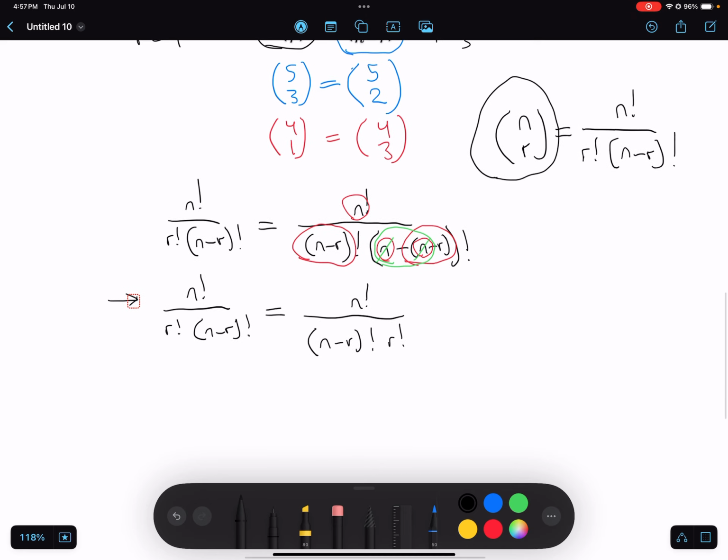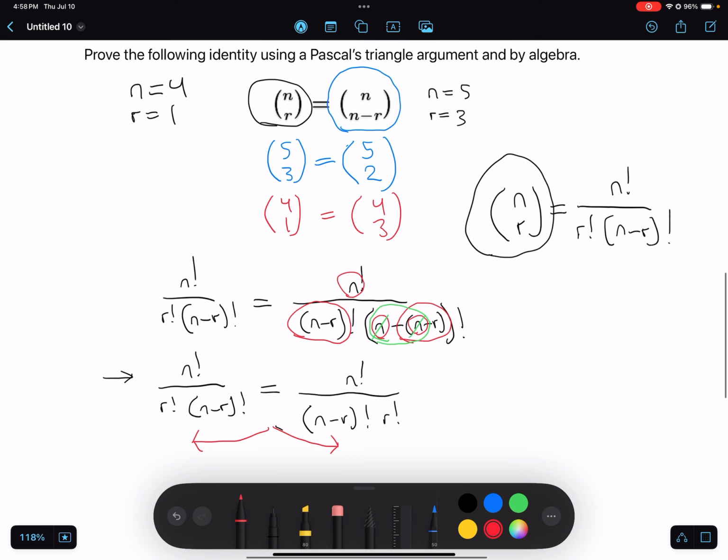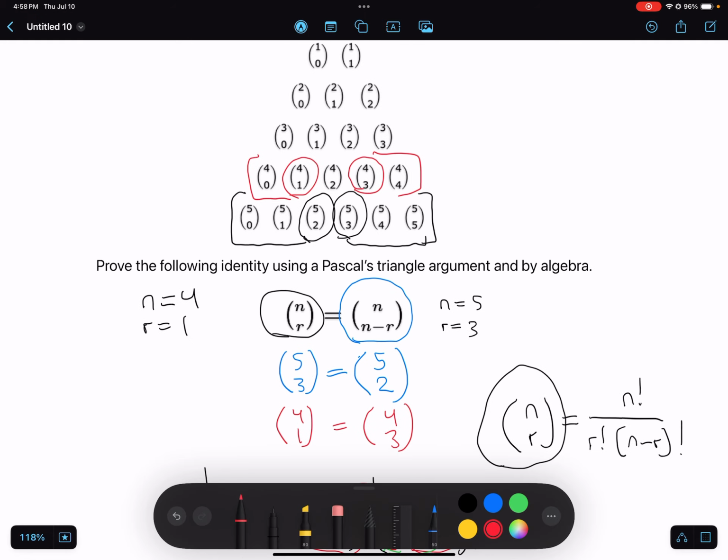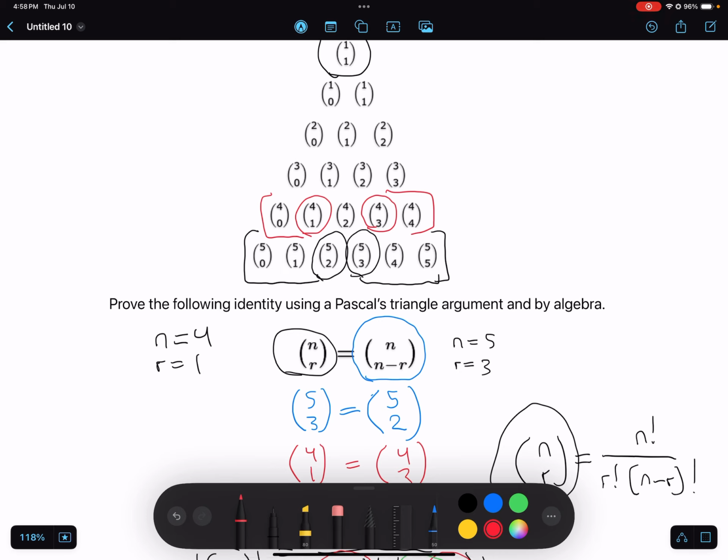So, as you can see here, these two sides of the equation are exactly the same. They're exactly the same because one's just in a different order, that's all. We have r factorial times n minus r factorial, and we have n minus r factorial times r factorial. It's the same exact thing, commutative property of multiplication. It's just in a different order. So, we successfully proved this identity using algebra because we got to the same result on both sides of the equation. Two ways of counting the same thing, essentially. Same kind of thing with the Pascal's triangle, two ways of getting to the same number of paths, mirrored on opposite sides of the row.